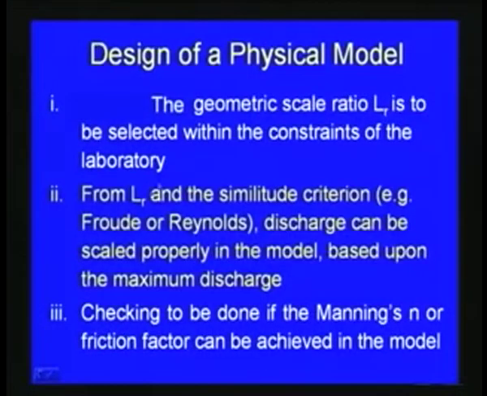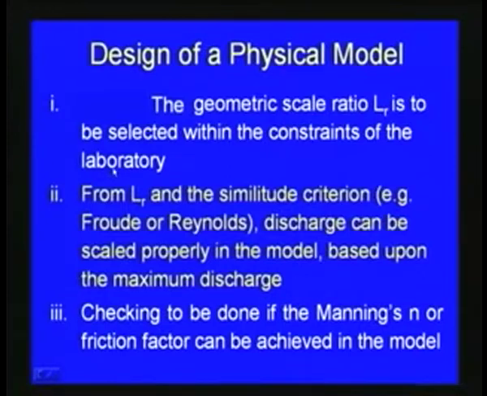So, before closing this chapter, let us see some of the important steps as far as the design of a physical model is concerned. Some of the important steps are listed here. The first one is that the geometry scale ratio is to be selected within the constraints of the laboratory. This is important since, when we are modeling a river or a hydraulic structure like a dam or spillway, we have to see how much space is available, and then what can be the scale ratio.